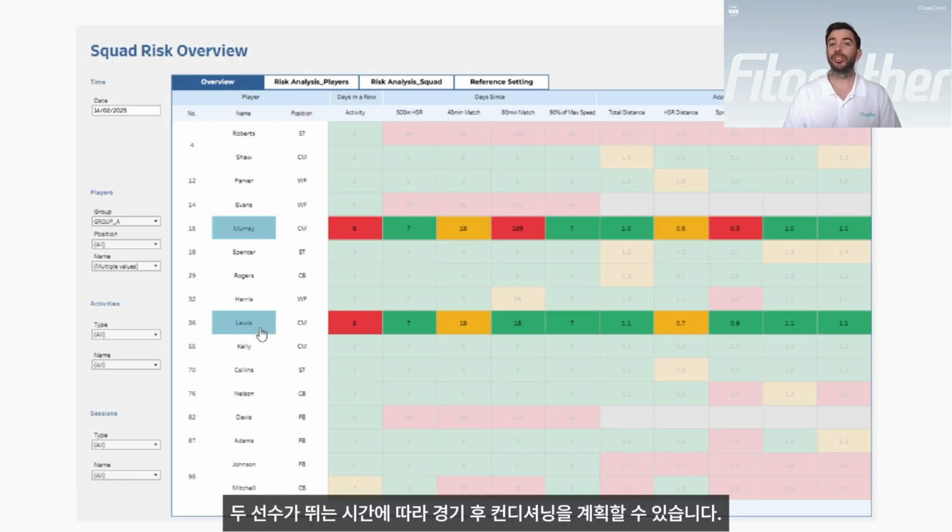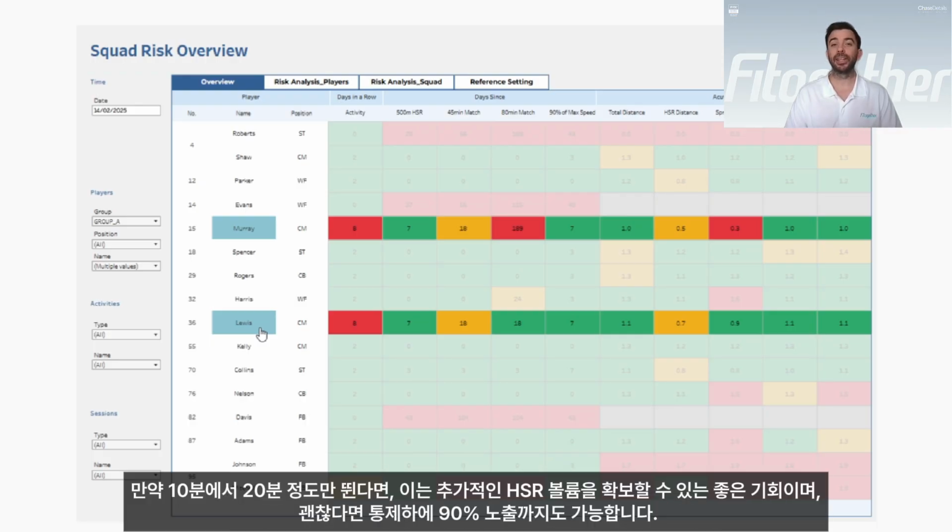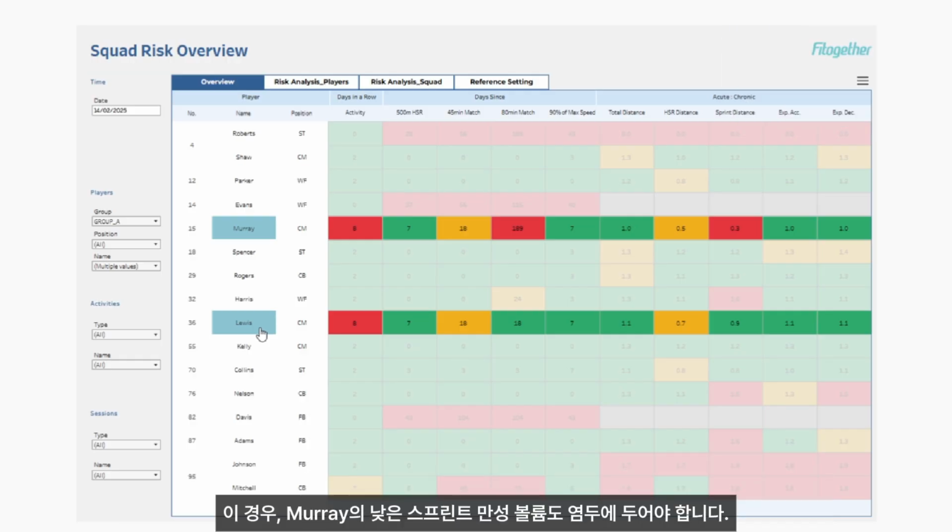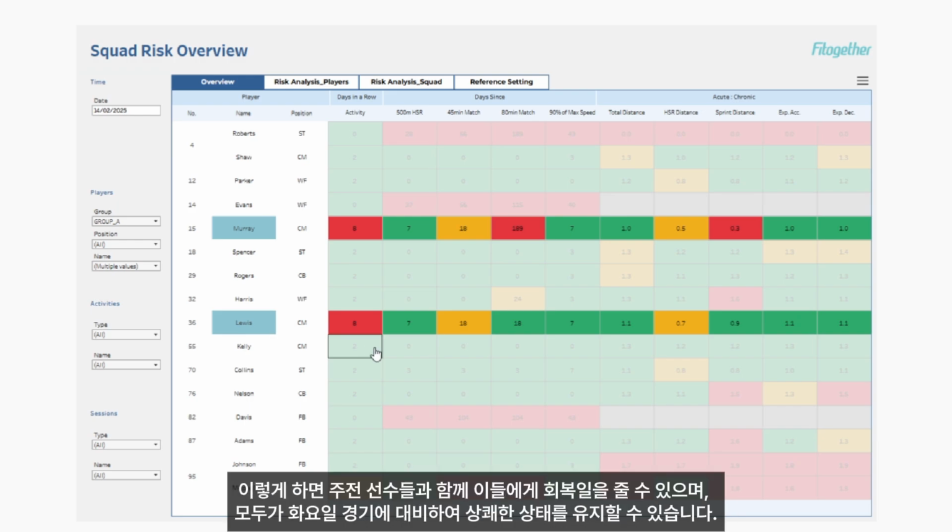You could plan some post-game conditioning after the match, depending on how many minutes they play. If they come on for around 10 to 20 minutes, that's a great chance to get extra high-speed volume into them, maybe even a controlled 90% exposure if they're feeling good. In this case, also be aware of Murray's low sprint chronic volume. That then allows you to give them a recovery day alongside the starters, ensuring everyone is fresh for Tuesday's match.